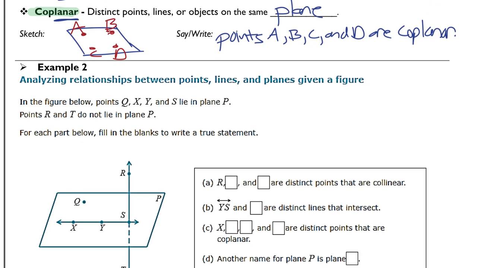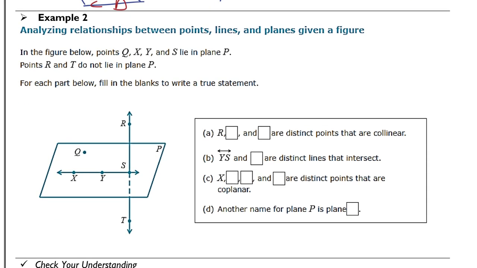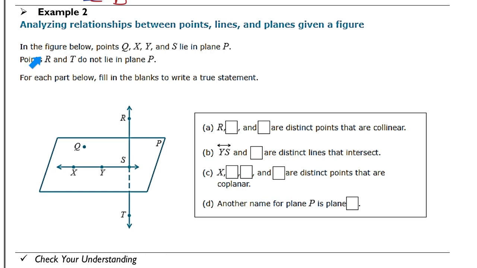So let's go ahead and analyze a few relationships from example 2 here. In the figure below, Q, X, Y, and S lie in plane P. So remember the corner is the name of this plane. And we have Q, X, Y, S. They're all inside of this sheet of paper. We also know that R is above and T is below, so they do not lie in plane P.